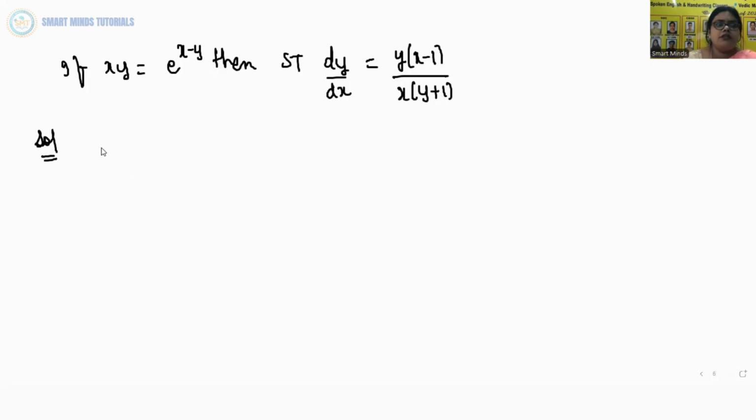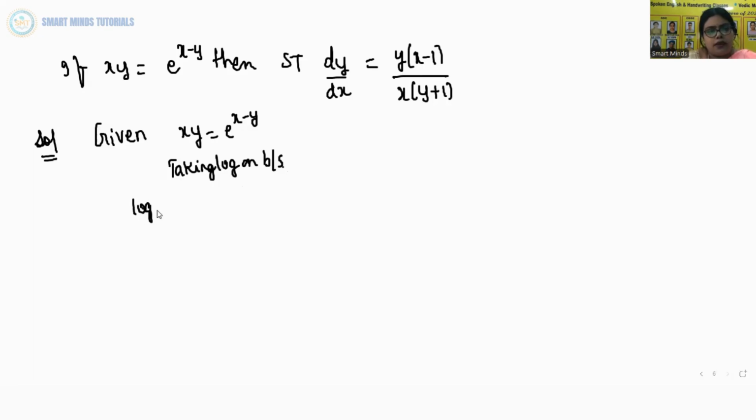If xy equals e power x minus y, then show that dy by dx equals y into x minus 1 by x into y plus 1. So first let us write down what is given to us. Given xy equals e power x minus y. Now taking log on both sides. So you get log xy equals log e power x minus y. So log e power x minus y can also be written as simply x minus y. Okay.